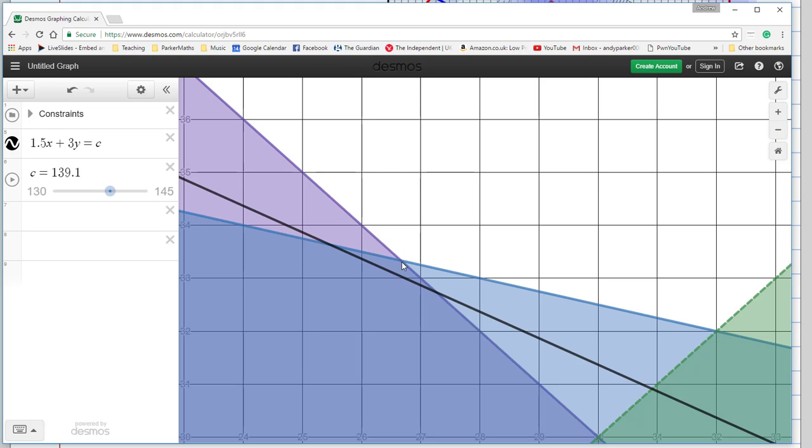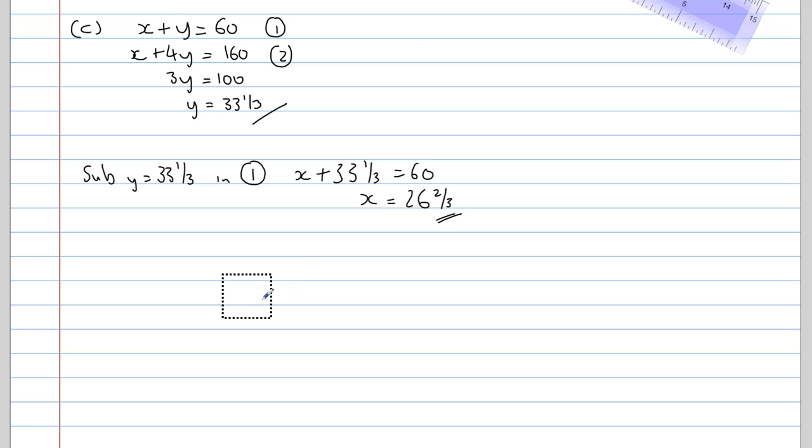Remember, this point here is x is 26 and 2/3, y is 33 and a third. What we're going to do is try whole number points around here, first of all to check they satisfy the constraints, and if they do, second of all to see which one gives the minimum cost. So imagine our point is within the grid lines here, and the constraints we need to satisfy with our points are x plus y must be bigger than or equal to 60 and x plus 4y must be bigger than or equal to 160.